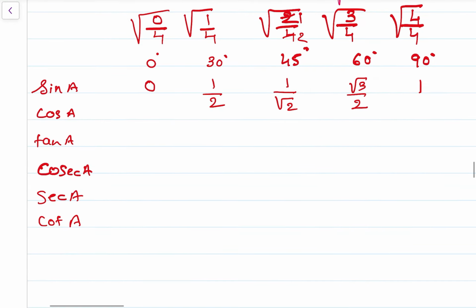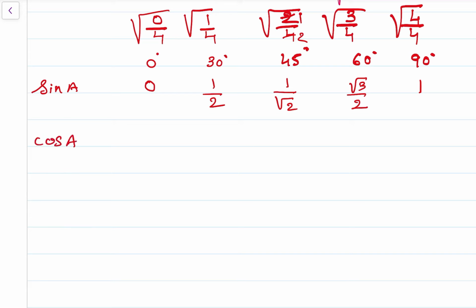Now for cos A, we will just write this in the reverse form, that is 1, root 3 upon 2, 1 upon root 2, 1 upon 2 and 0.